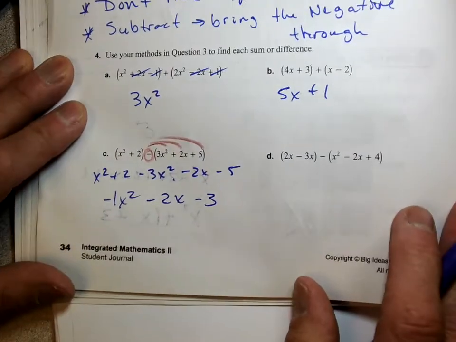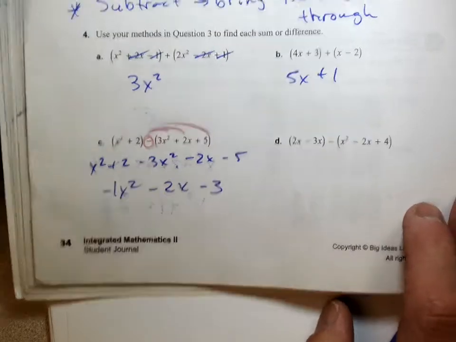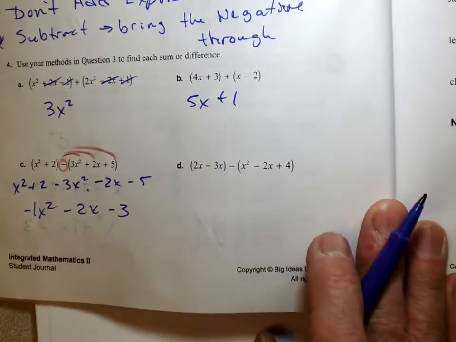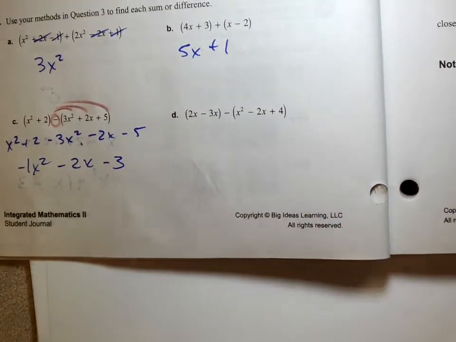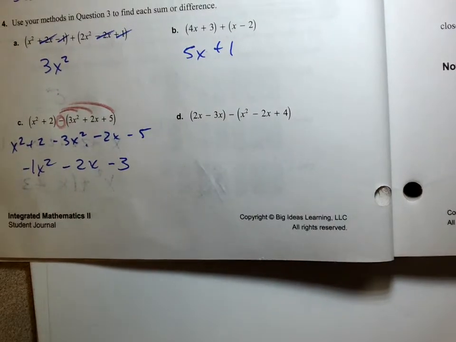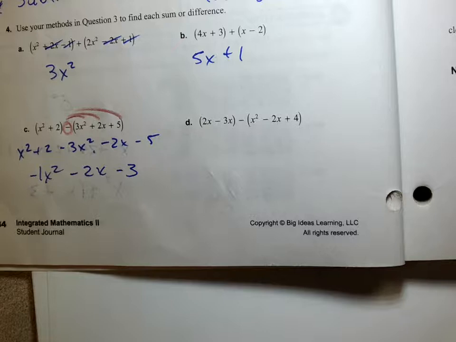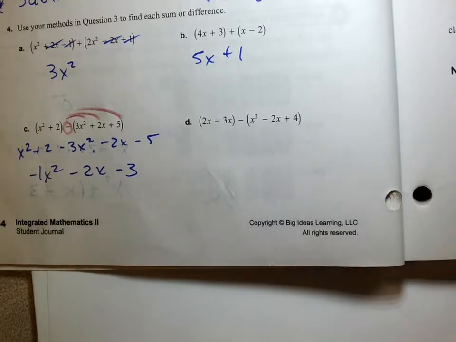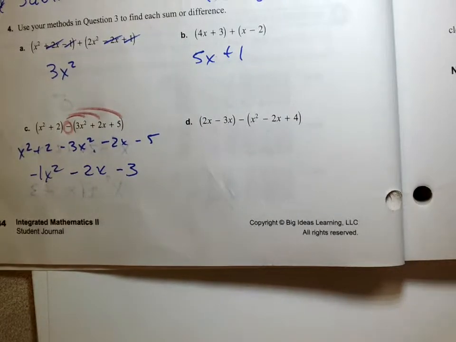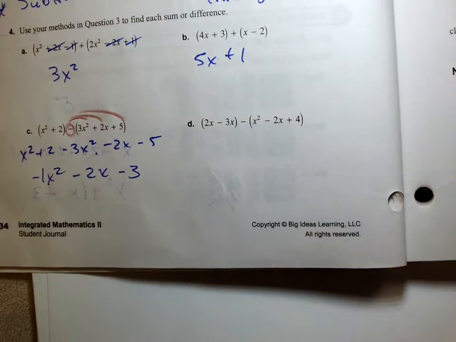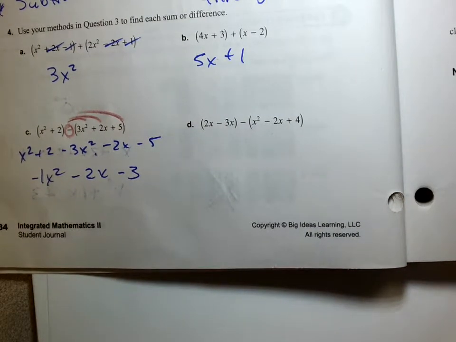Okay, I want you to do D. Give D a try. I want you to do D on your own. If you get it wrong, nobody's ever going to know. You just got to try, right? Hint, push the negative through, okay? Okay, you got to try.